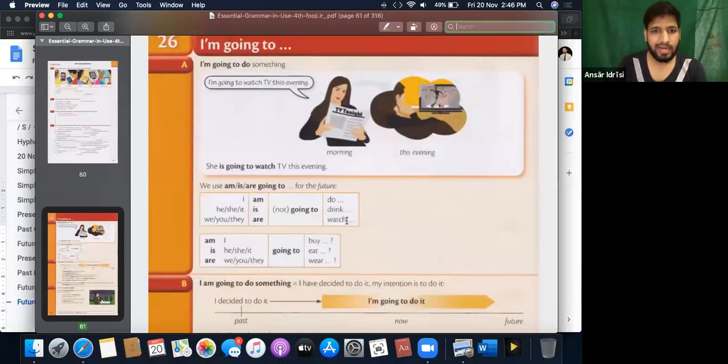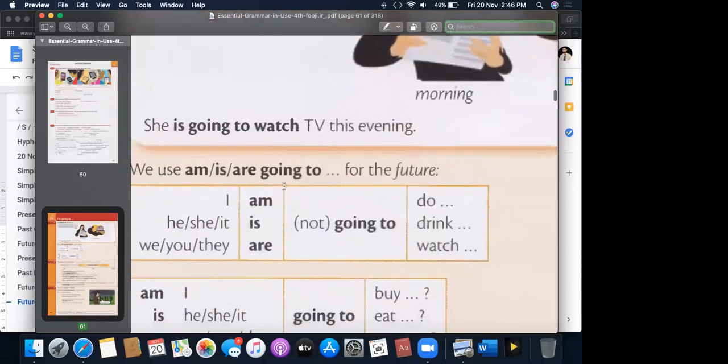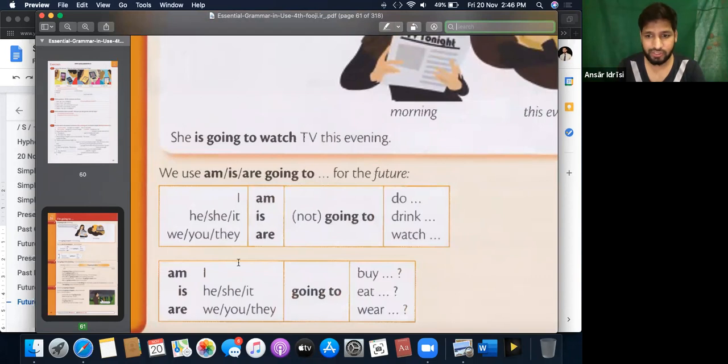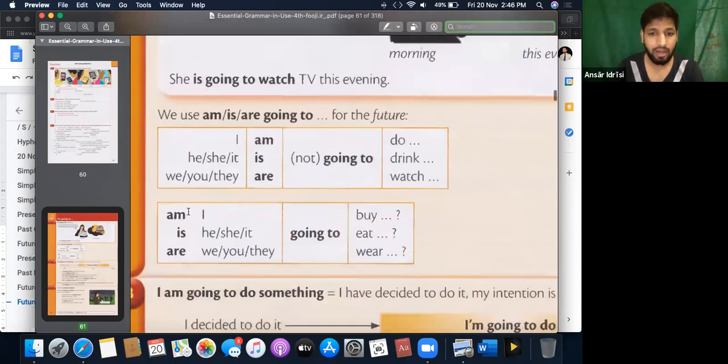See, I am going to watch TV this evening. She has decided, going to. So we are using am, is, are plus going to for the future. Very good. I'm going to do. He's going to drink. She's going to drink. It is going to drink. They are going to watch. We are going to watch. You are going to watch, etc.